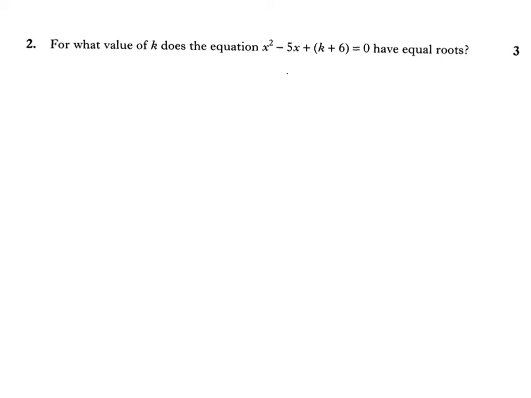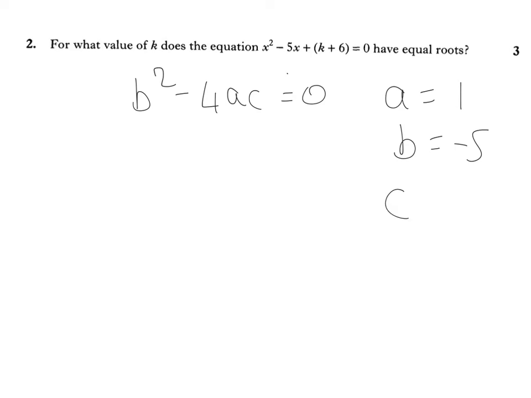Section 5, question 9. For what value of k does the equation x squared minus 5x plus k plus 6 have equal roots? So the condition for equal roots is that the discriminant is equal to 0. So I'm going to identify a and b and c. A is 1, b is minus 5, and c is everything else, and that's k plus 6. So I'm going to sub that in.